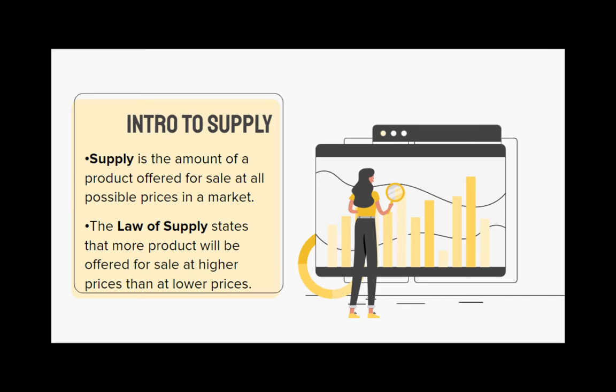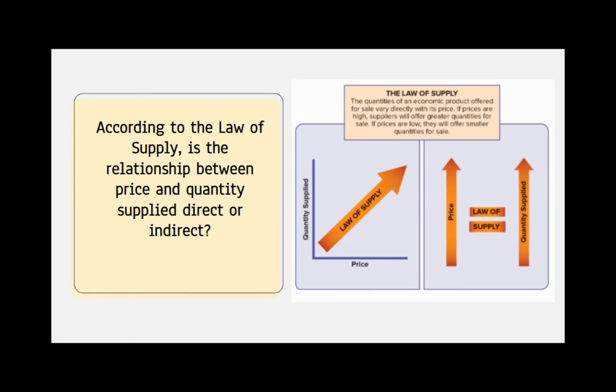So let me just show you. According to the law of supply, is the relationship between price and quantity direct or indirect? And it's just like demand, it's direct, right? So quantity supplied. Okay. If prices are high, I'm just reading the second sentence there, suppliers will offer greater quantities for sale. If prices are low, they'll offer smaller quantities.